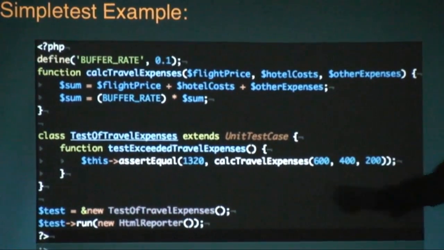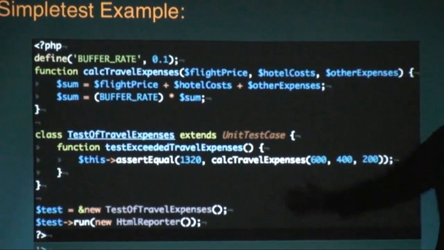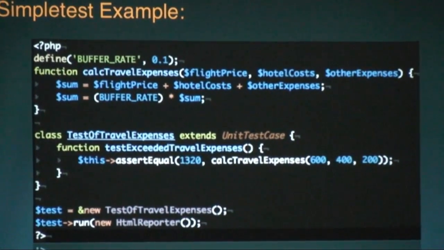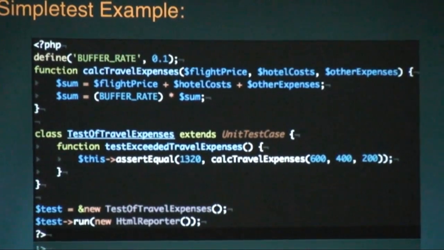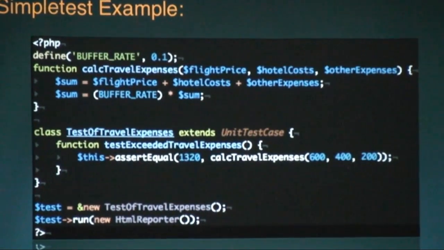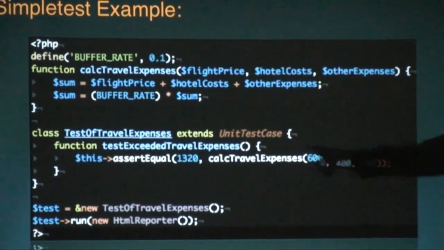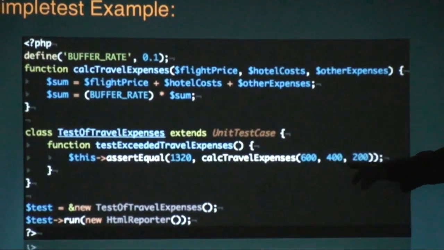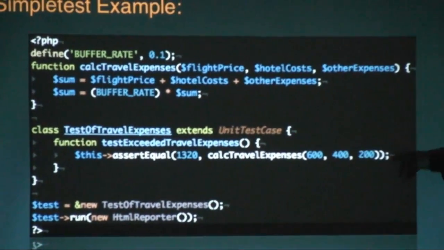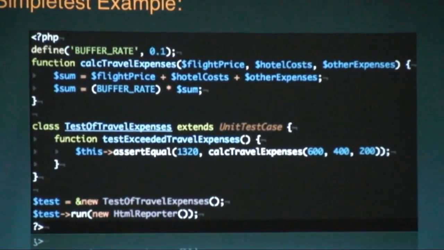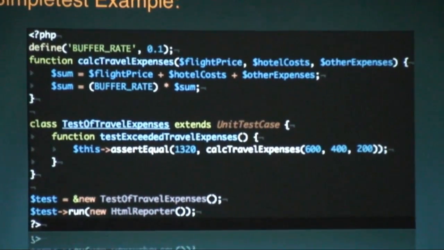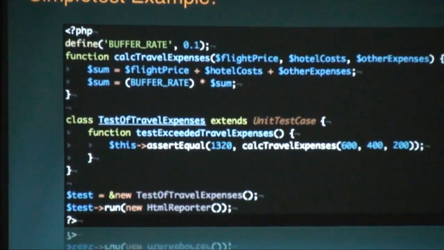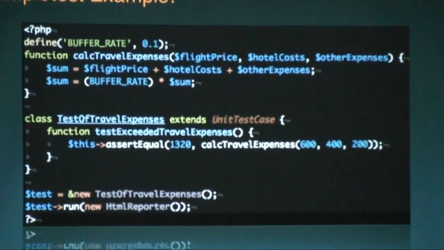Test methods that are run by SimpleTest usually start with the string test. We will see later on how to modify that, so you can have your own test rule. And then we are using the assert equal, and if you sum 600, 400, and 200 up, we get 1,200, and then add 10% to it, that would be 120. So we should add up with 1,320.